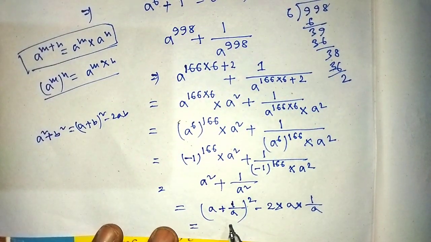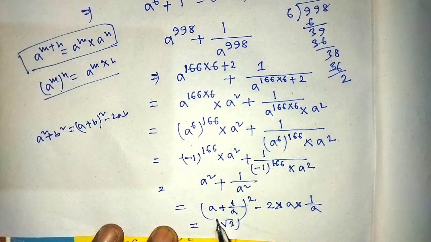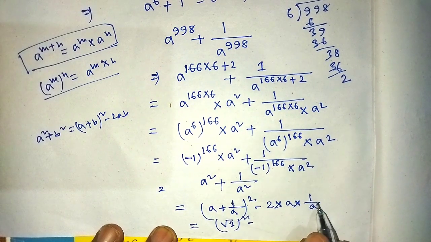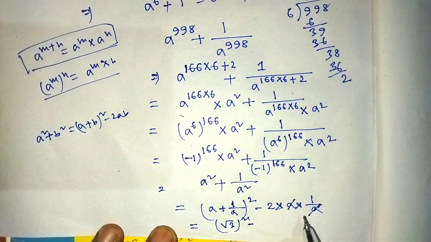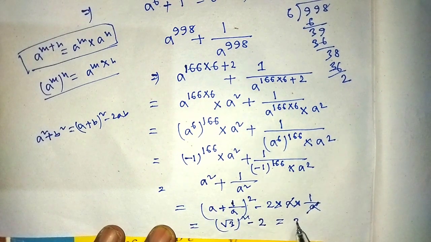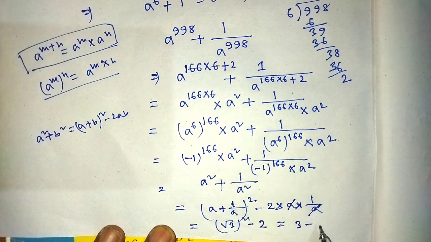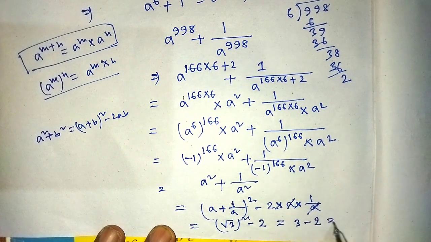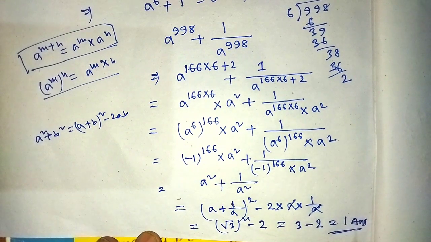Okay, so we can write here root 3 whole square minus, we have to cancel a from numerator and denominator, so we have to write only 2. Okay, so root 3 square, that is 3. So 3 minus, again we have to write 2. So student, if you subtract 2 from 3, then you get 1. So this is our final answer. So my dear student, our answer is complete.